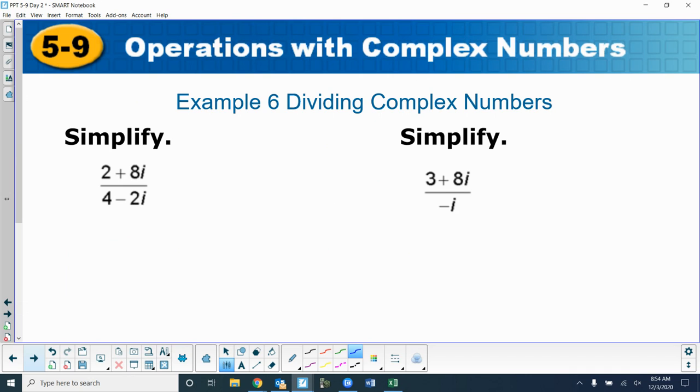What's the complex conjugate here? 4 plus 2i. Both of them are in there, right? So, like that. All right, go ahead and finish it up. See what you get. What you have to do is the top and bottom. What we call it when we multiply those? FOIL it, right?